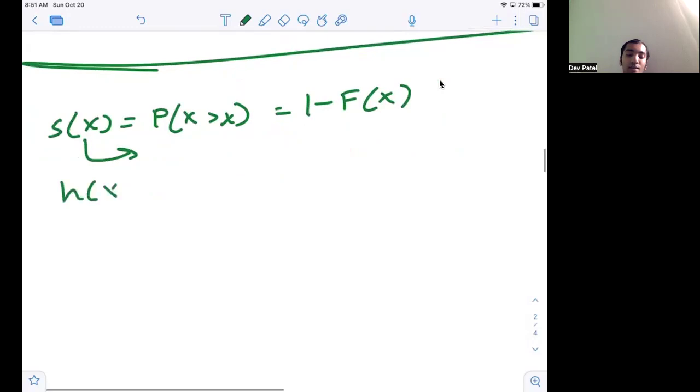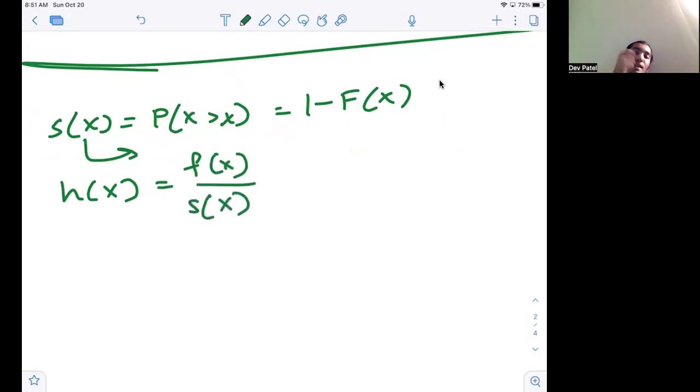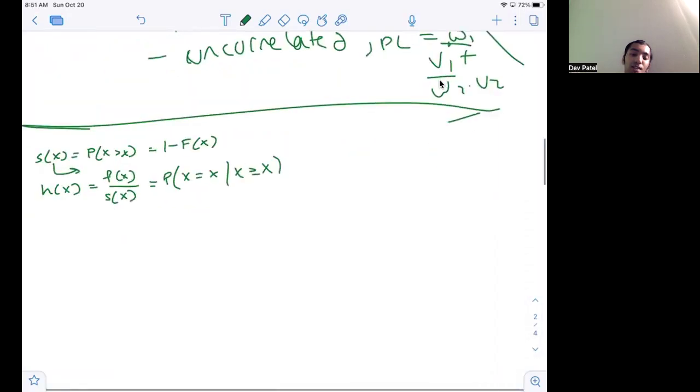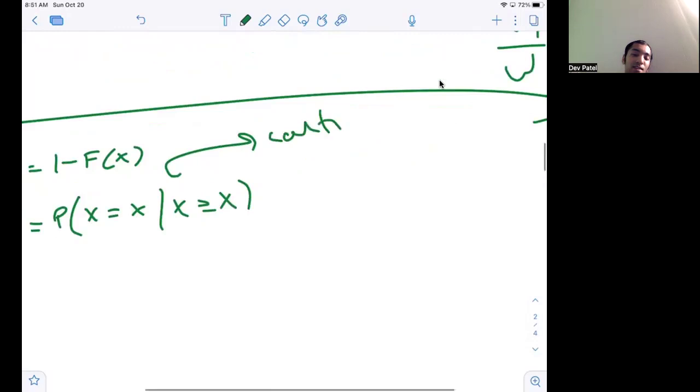Now let's go to the hazard function. Hazard function, you can think of it as what's the probability that X is going to be that specific value, given that it's at least that value. So you can think of this as the probability that X is x, given that X is at least greater than x. Right? This is typically the case if this is continuous.